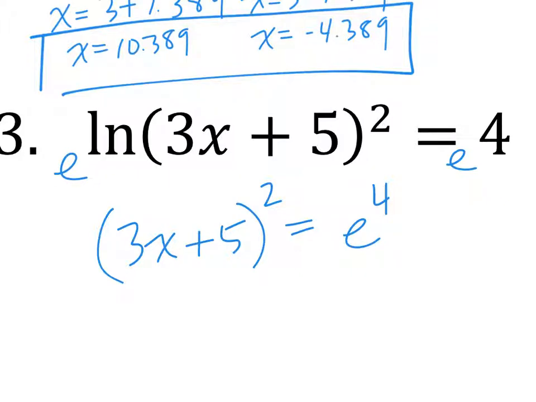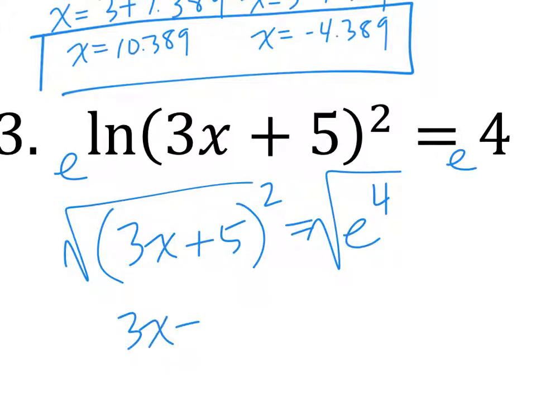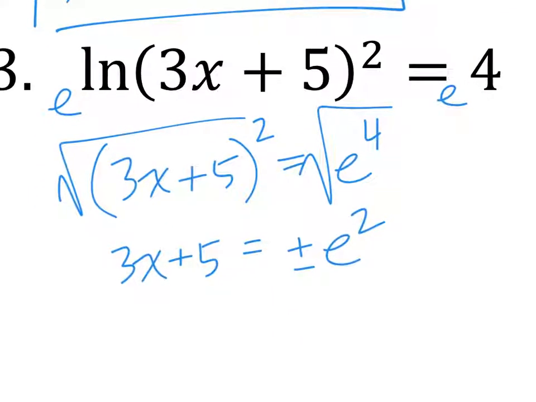I'm going to tell you one more thing. Before you do e to the 4th, what you can do first is just square root both sides. So 3x plus 5 is equal to the square root of e to the 4th, which is just e squared, right? So it kind of saves you one step, but remember plus minus. Okay, go ahead and find the answer. Let me know when you're done.